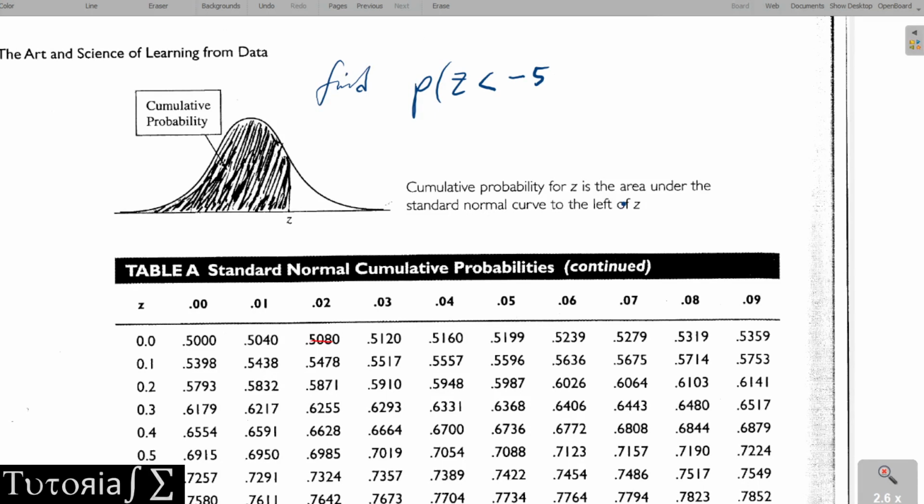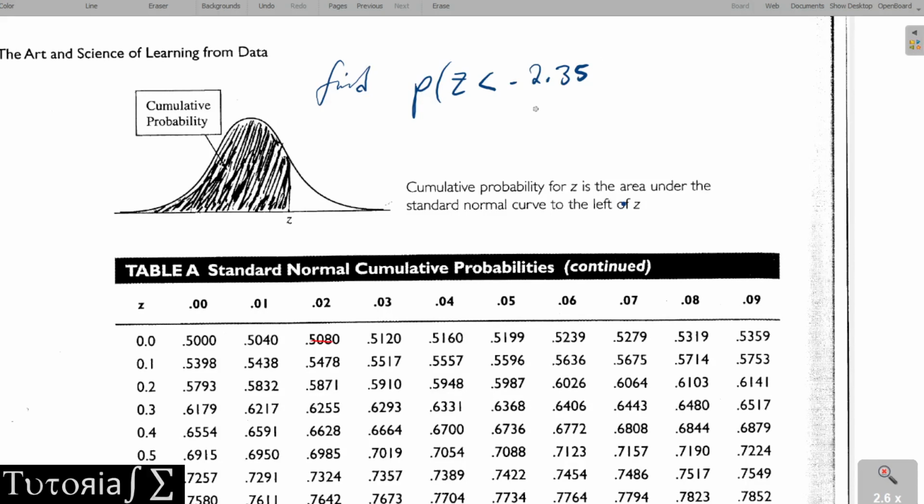No, not -5. It's a negative 3.251 or 2 point. Let me use small numbers so that you understand better. So let's say you're asked to find -2.35.